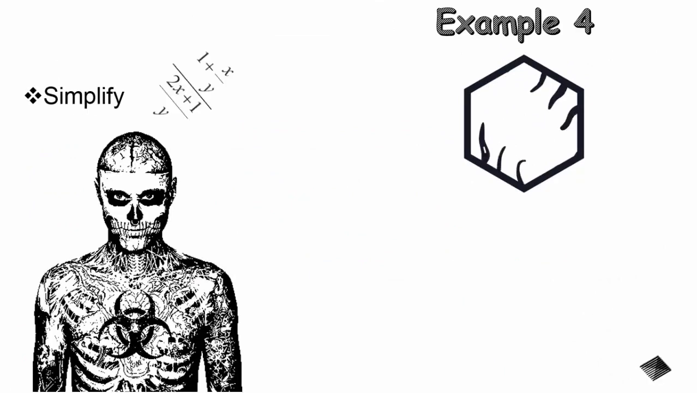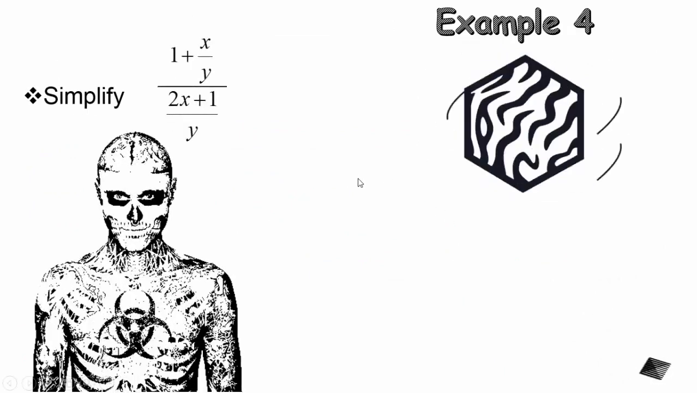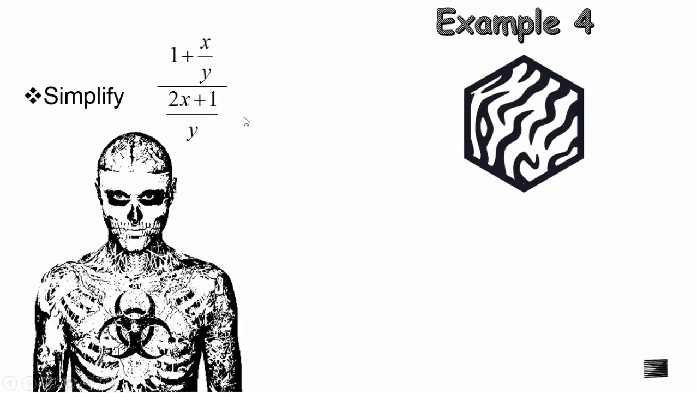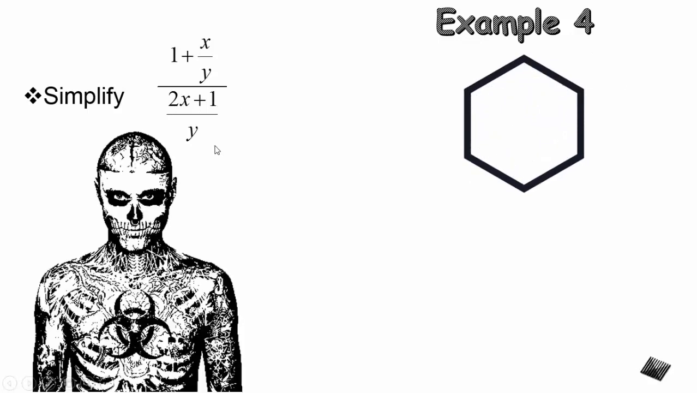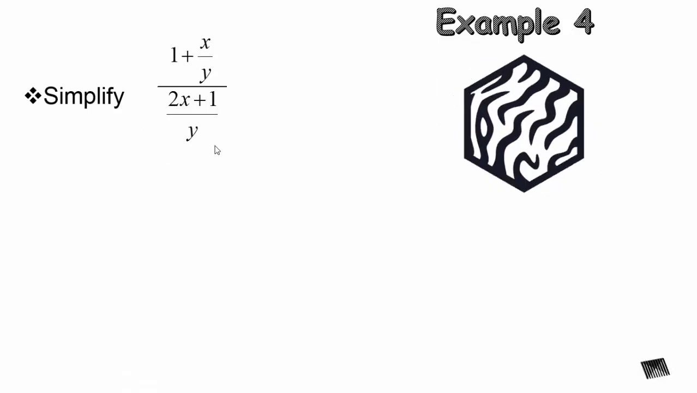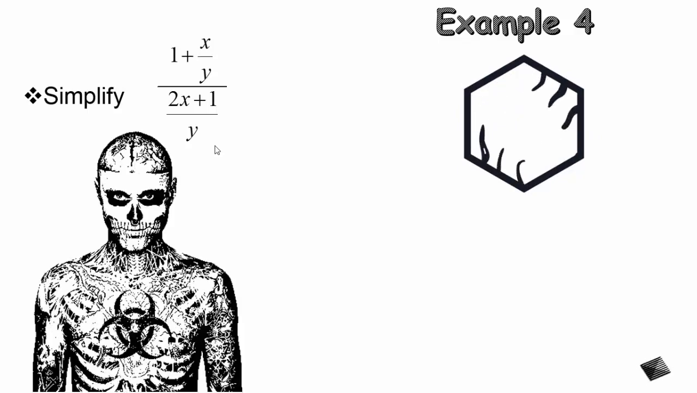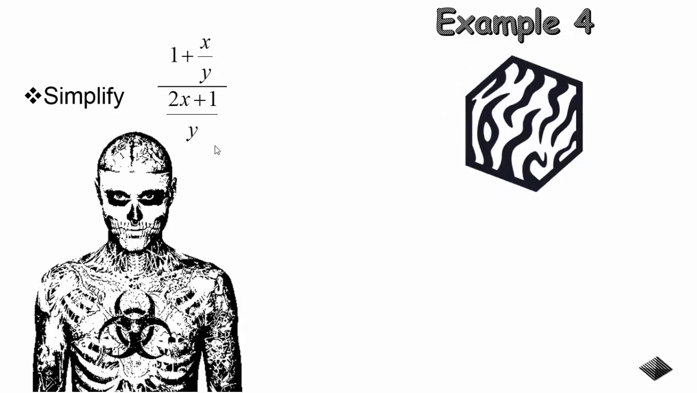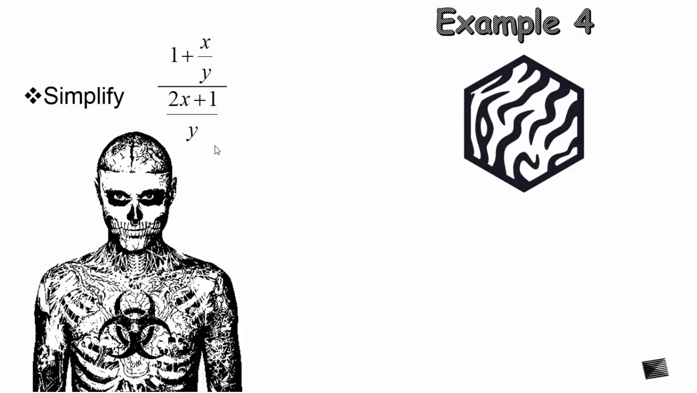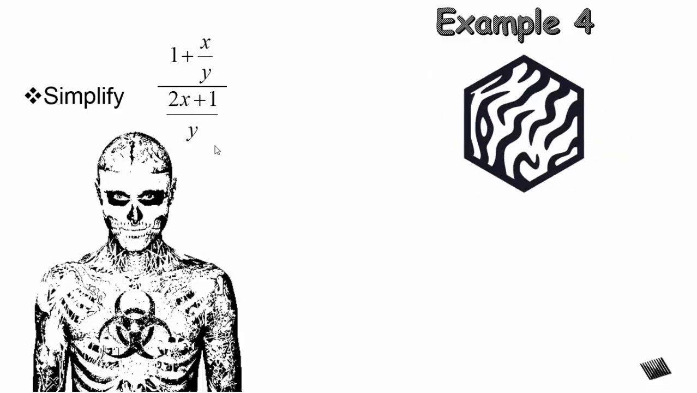Now, for example number 4, we want to simplify this. And this one, well, we look at it and we see that we can probably use either method for this one. So what I'm going to do is I'm going to solve this by both the multiplication method and the lowest common denominator method on the whiteboard.